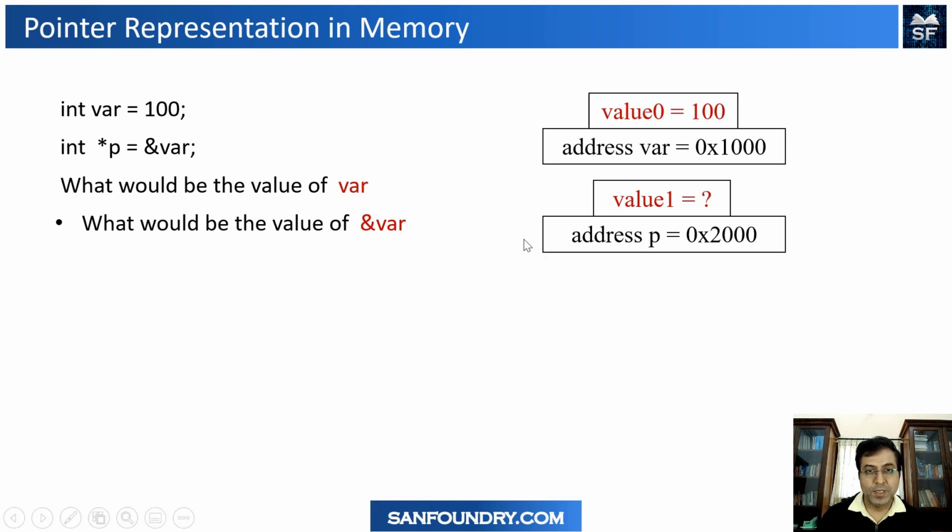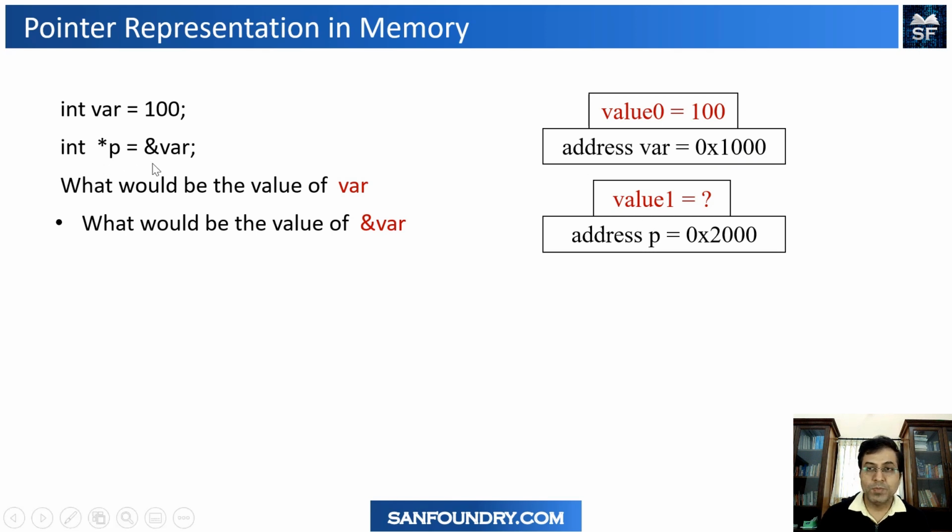In this, the first thing is I have written an address of a variable called var. So here you have a variable called var, and then you have a pointer called p. These two are there. Somewhere in the memory, the address of the variable is hexadecimal 1000. I repeat, I am writing hexadecimal 1000.